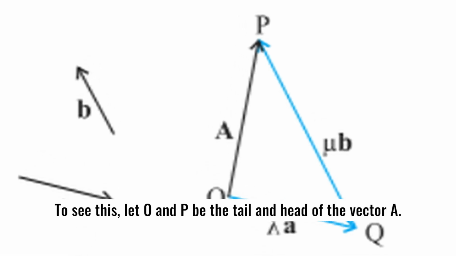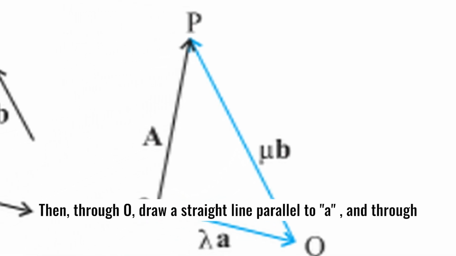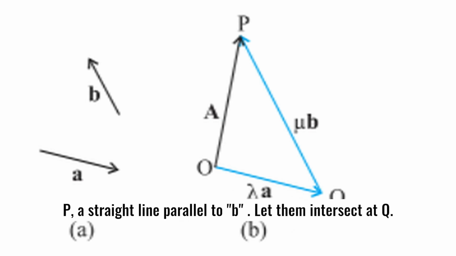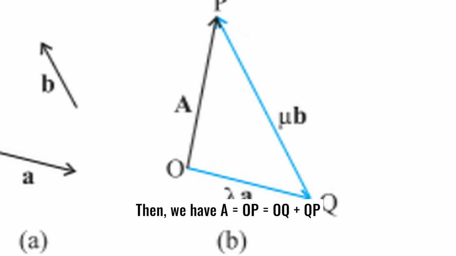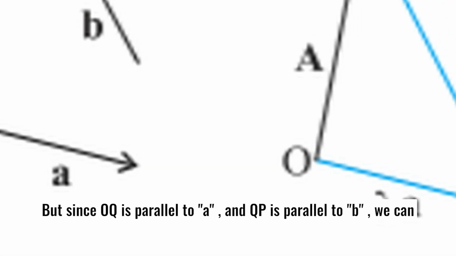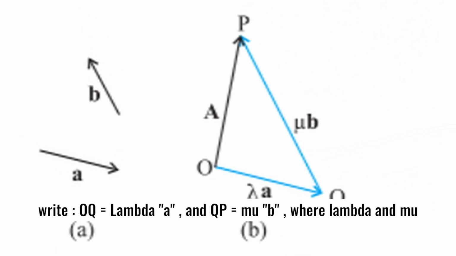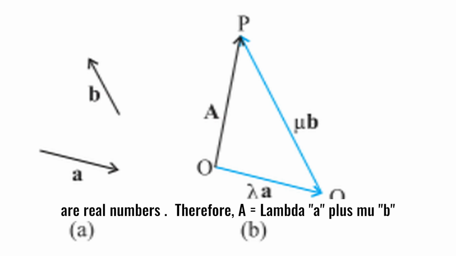To see this, let O and P be the tail and head of the vector A. Then, through O, draw a straight line parallel to A, and through P, a straight line parallel to B. Let them intersect at Q. Then, we have R equals OP equals OQ plus QP. But since OQ is parallel to A and QP is parallel to B, we can write OQ equals lambda A and QP equals mu B, where lambda and mu are real numbers. Therefore, R equals lambda A plus mu B.